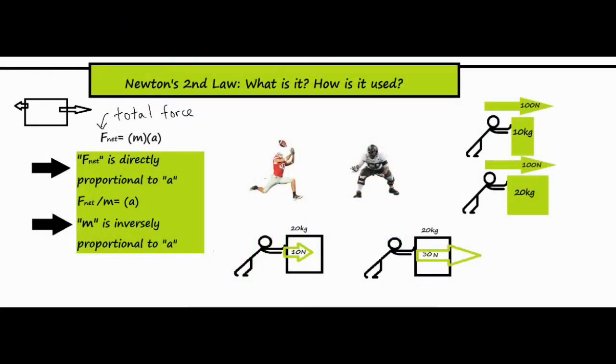In this video, I'm going to be talking about Newton's second law. What is it and how is it used? Newton's second law is basically F net equals mass times acceleration, and all the relationships involved within that formula, which are the net force is directly proportional to the acceleration, and then also the mass is inversely proportional to the acceleration. So to fully understand the formula, you want to make sure you definitely know what net force is.